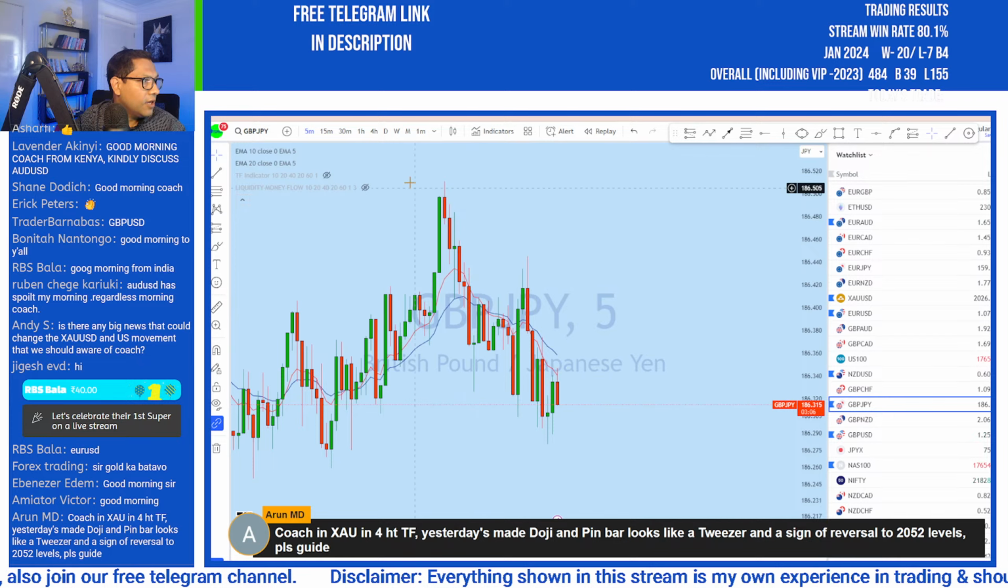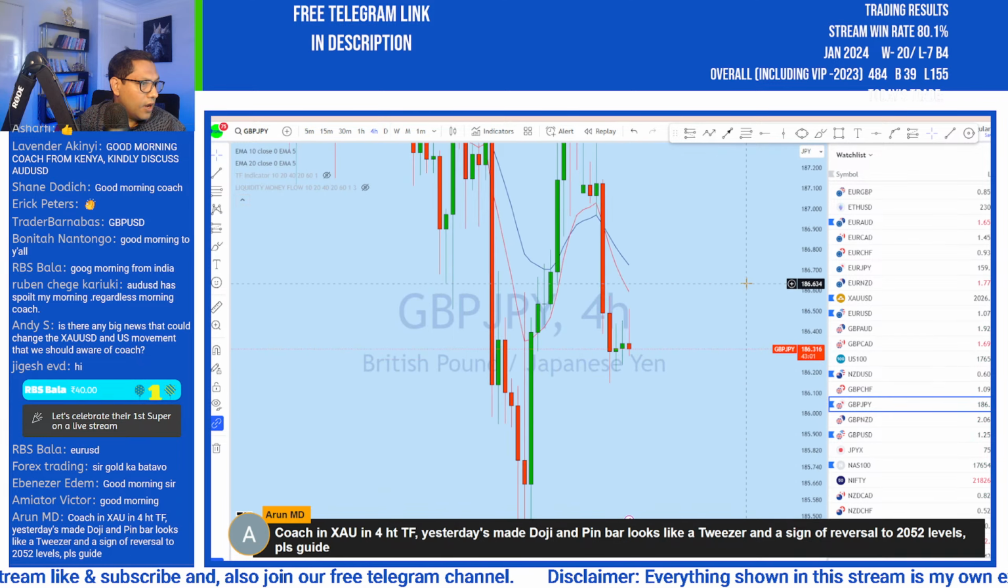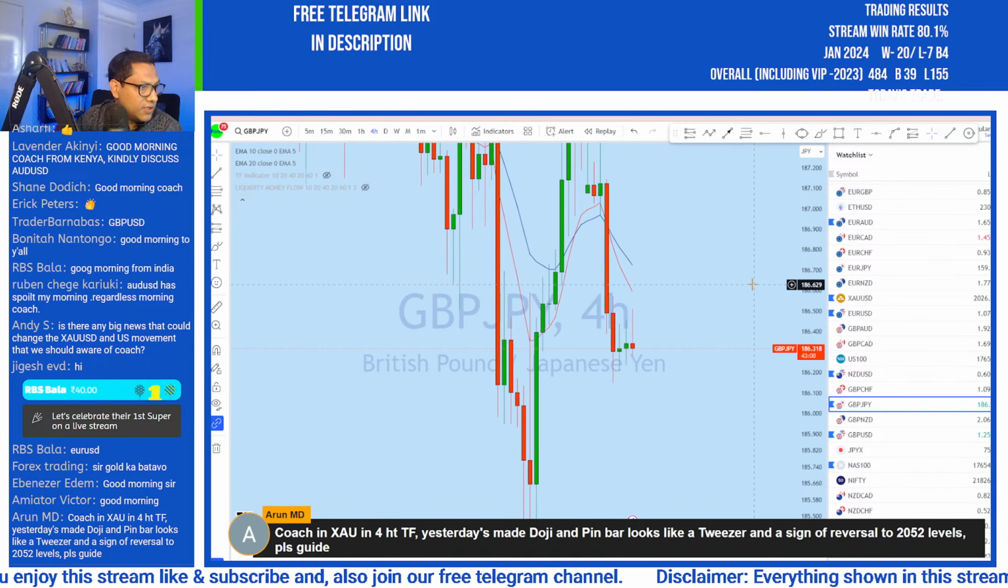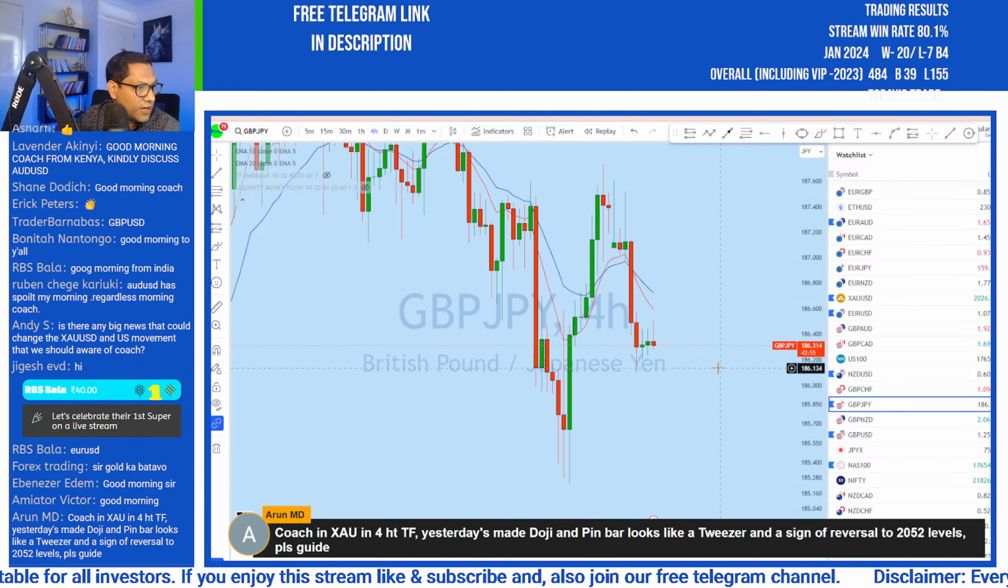Now let's look at GBP/JPY. Okay, so now GBP/JPY is in a very good movement at the moment. We see the market is trending a lot, and I will be looking at GJ.